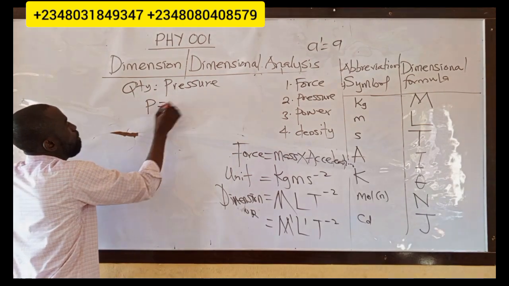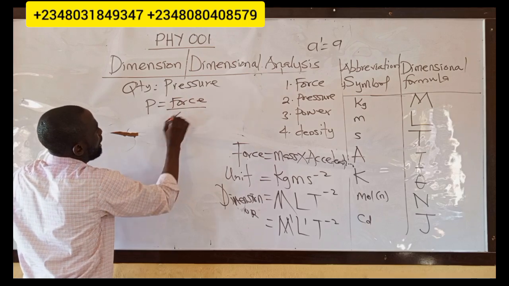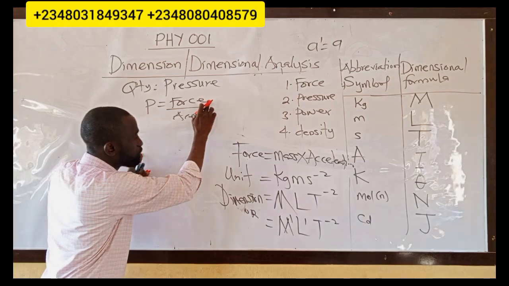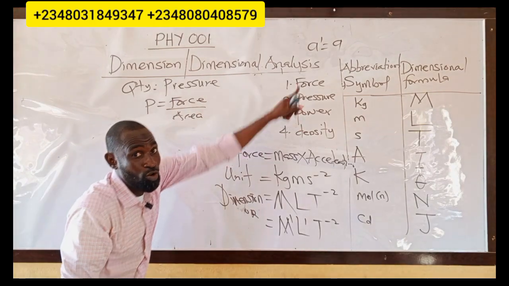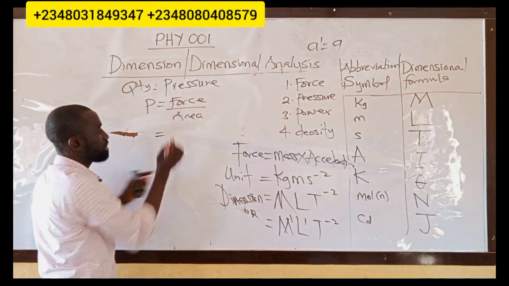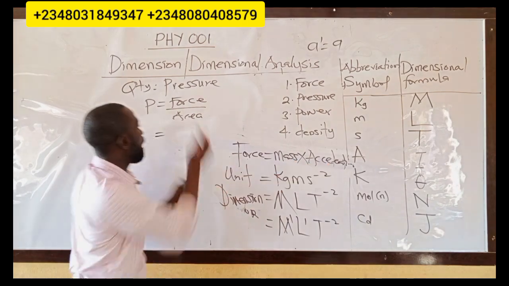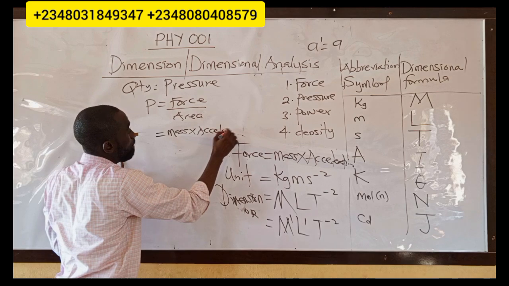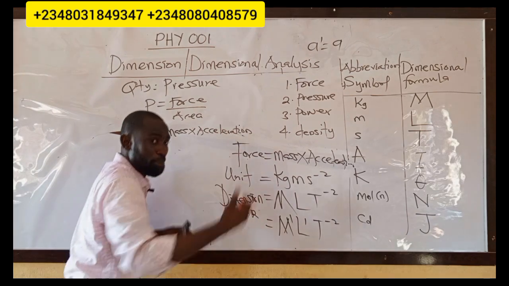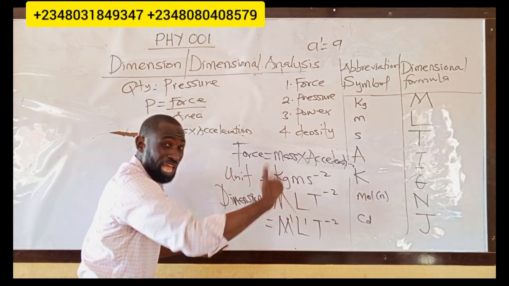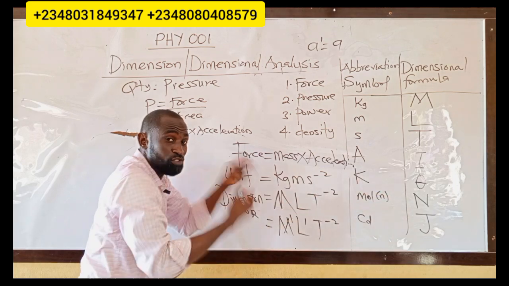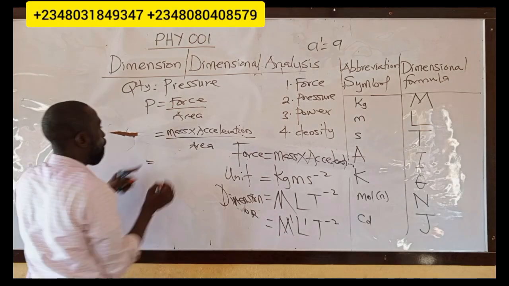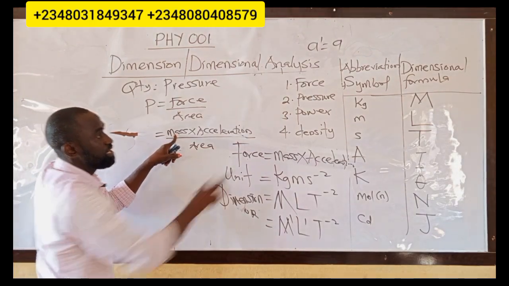Pressure is just force divided by area. Force over area is pressure. What is force? No, force is also not a fundamental quantity. I have to break this one down, and we've done that: mass and acceleration. So this one will become mass times acceleration, all over area. You must break it down to get the right unit. What is the symbol for this mass?